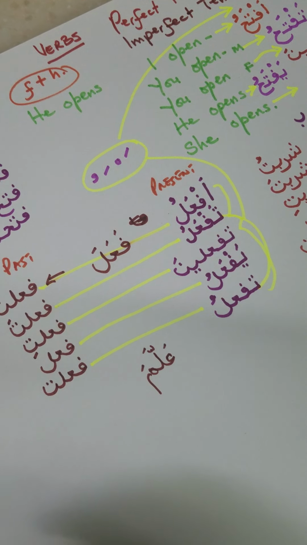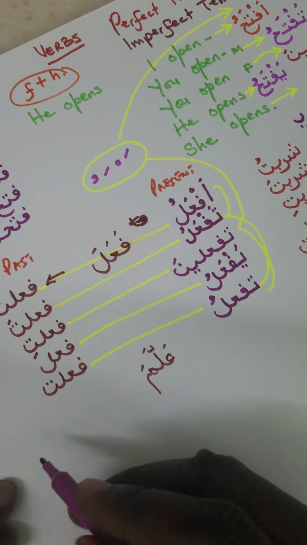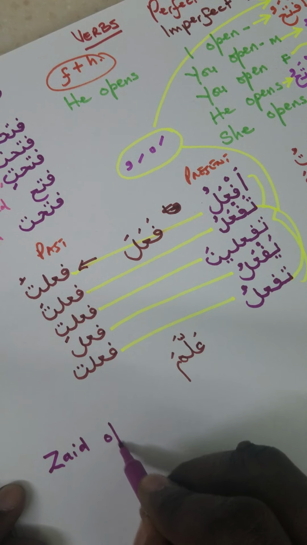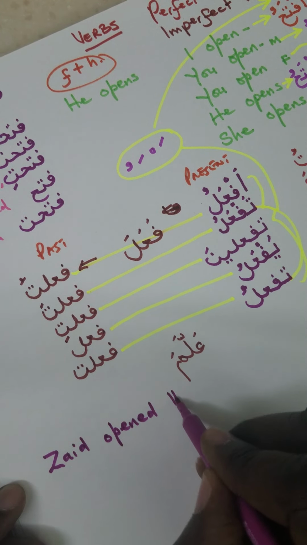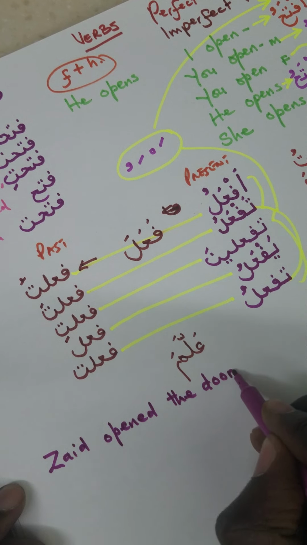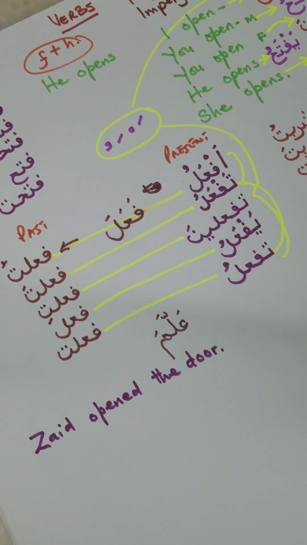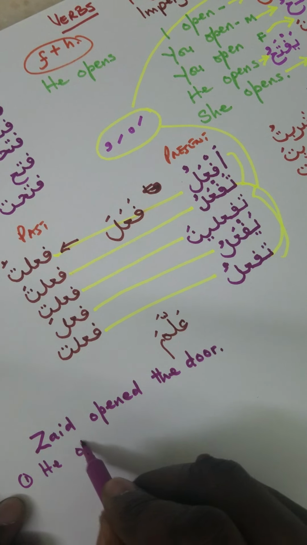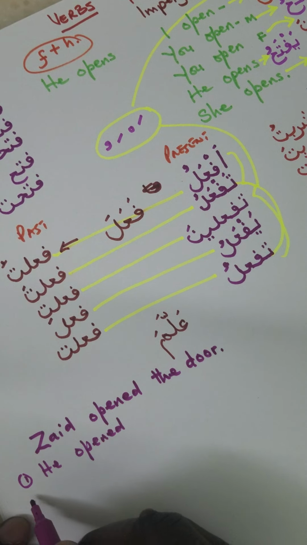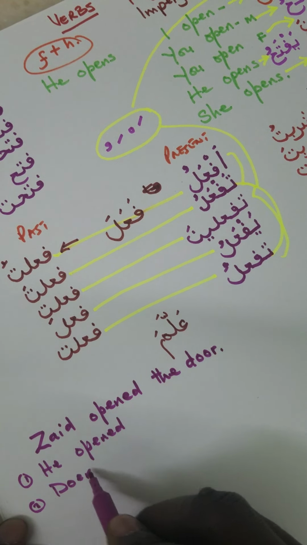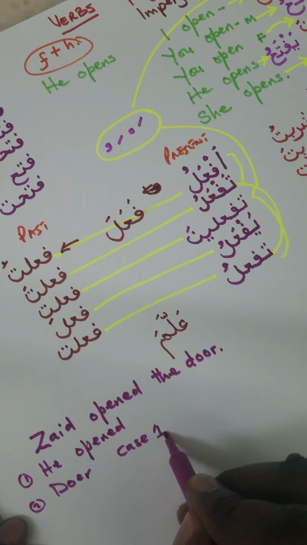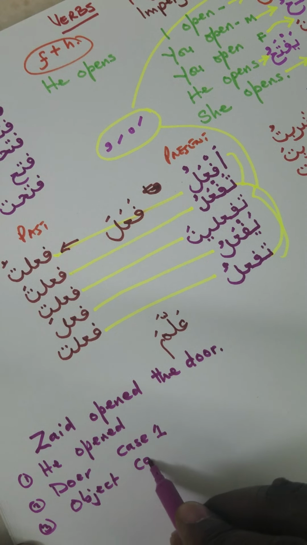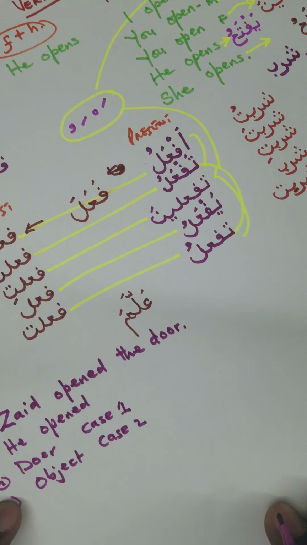If you want to say Zaid opened the door. The first step we took is to write that he opened. Then 2, we put the doer in case 1. And then 3, we put the object in case 2. That's the pattern.